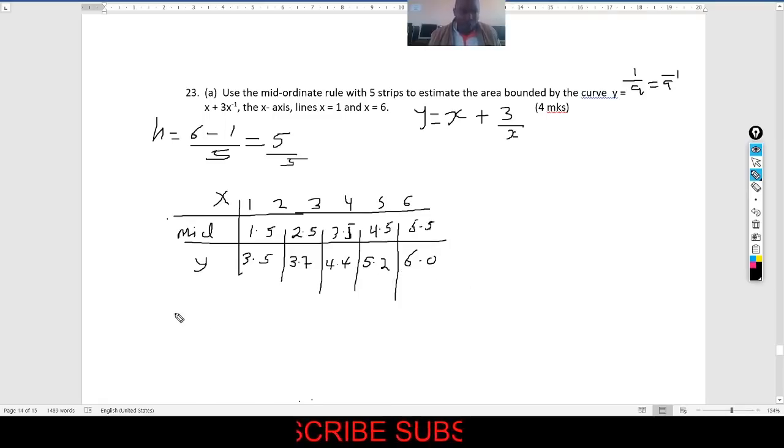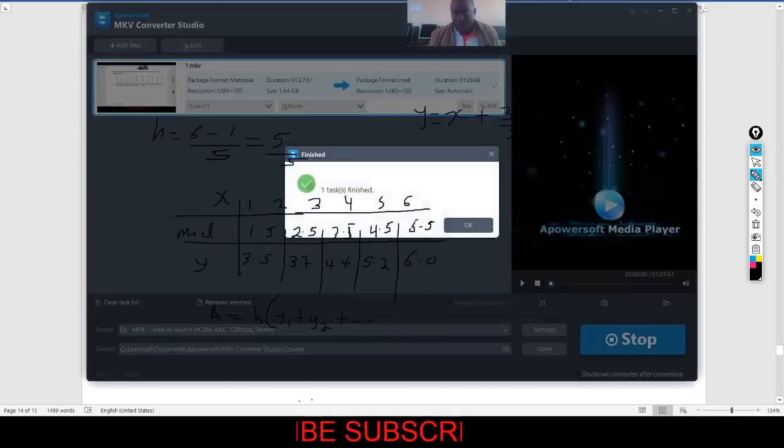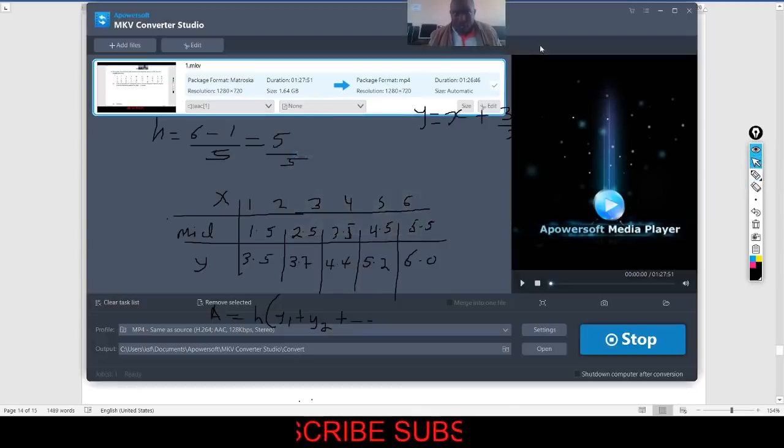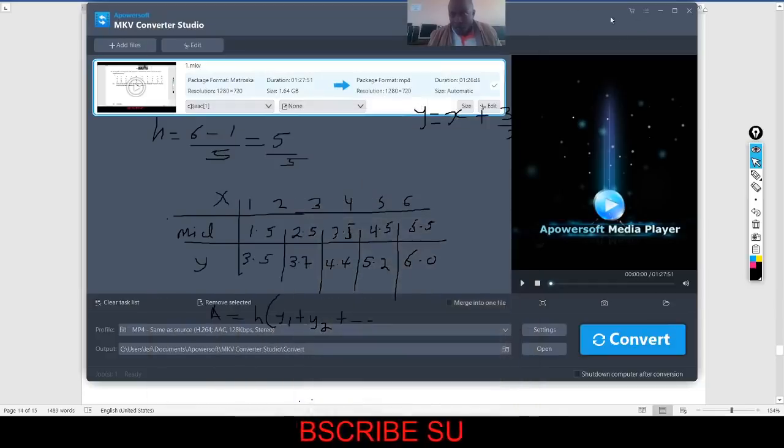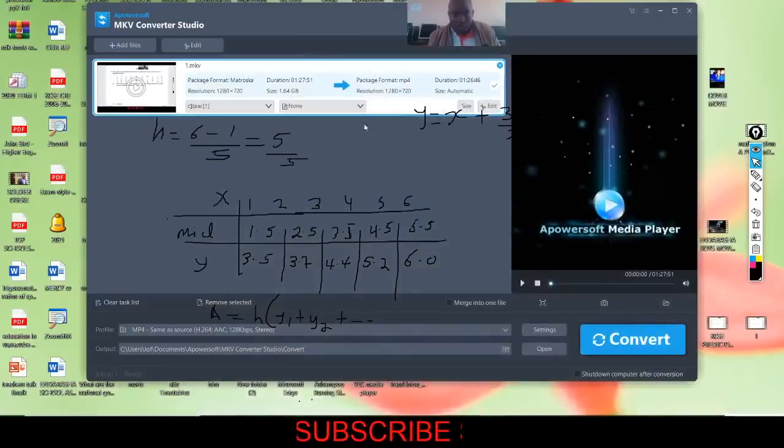So from there you find the area. We know that area equals h into y1 plus y2 plus up to y5.